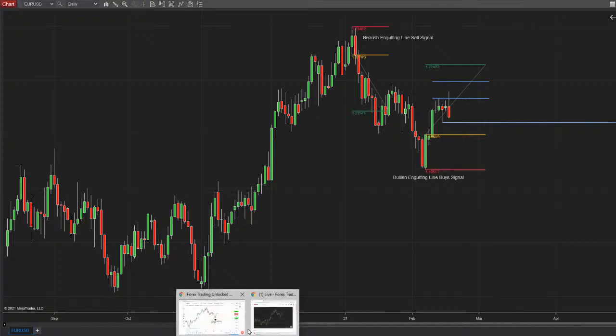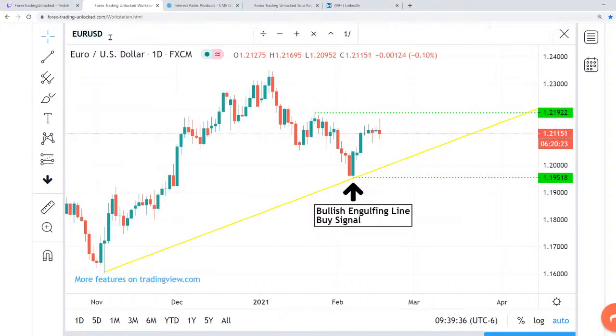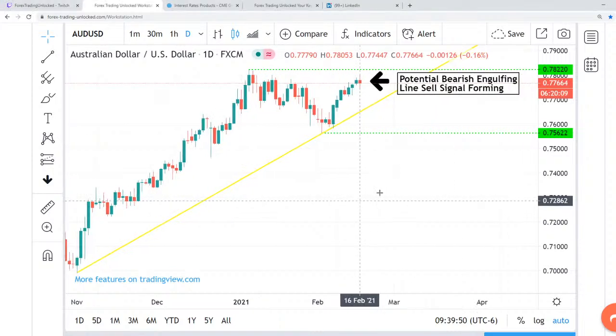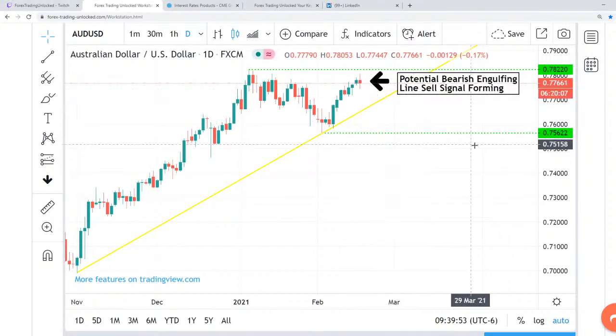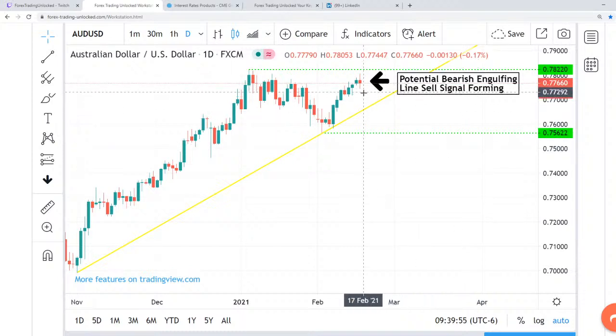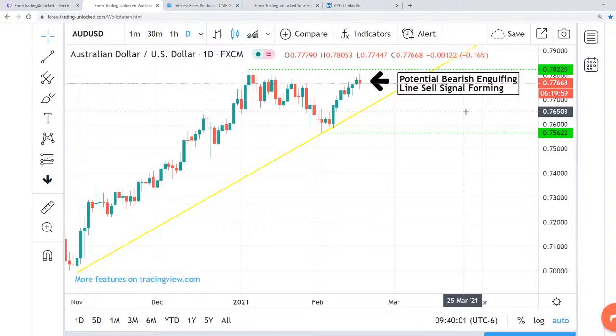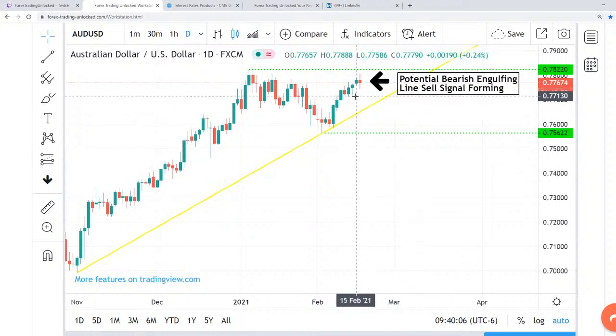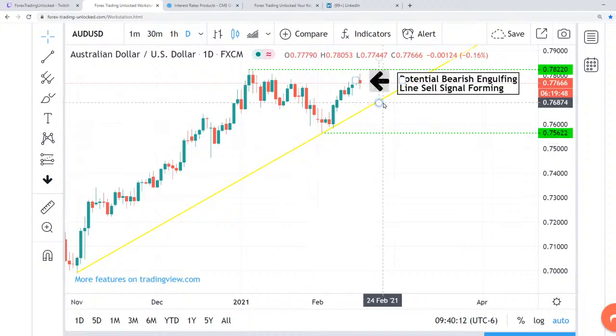All right, so let's get back to these other markets here. We left off on the yen. Australian US dollar just got an interesting little bit of action going on here. Okay, so what do we see with this? We have a potential bearish engulfing line sell signal forming today. If we head back towards the lows of the day, that would give us, on the hourly basis, a short-term sell signal. And then if we could take out this low from a couple days ago, that would have us looking to lean on this upward sloping support line.